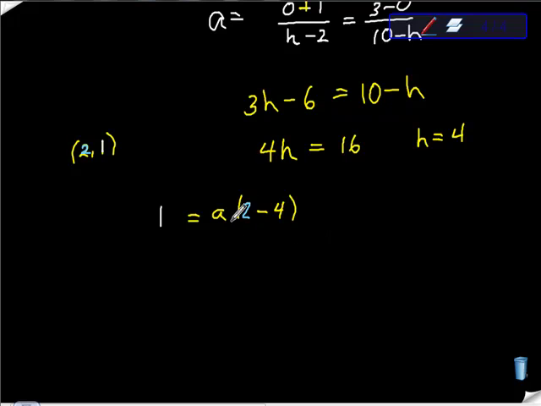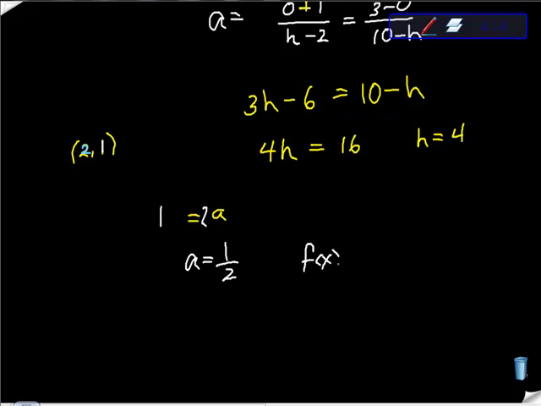I'll get 2 minus 4, and this is an absolute value. So 2 minus 4 is negative 2, and the absolute value of negative 2 is 2. So 2a is equal to 1, so a is equal to 1/2. From there, I'm just going to go back and build the whole thing.